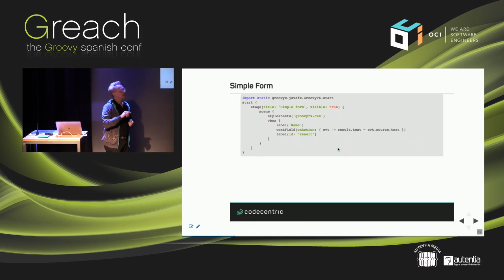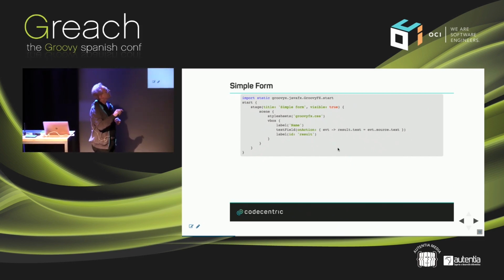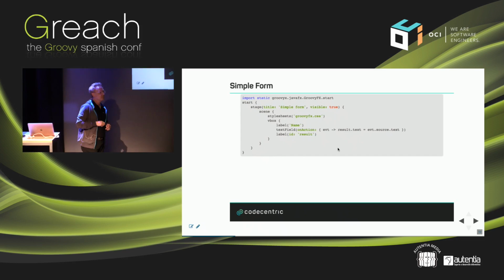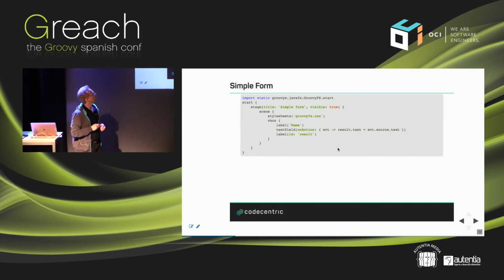So what are we taking here? We have a label, and the text of the label is name. Then we have a text field to enter something. And then what happens if the action occurs? The action is for a button, it is the click. For a return, it is pressing enter or something like that. And with Groovy, we have it very easy. We just need to add a closure. If we need it, we get an event. And I just say, OK, the result.text, so the text of the result, should be the text of the source of this event. So the source is the text field.